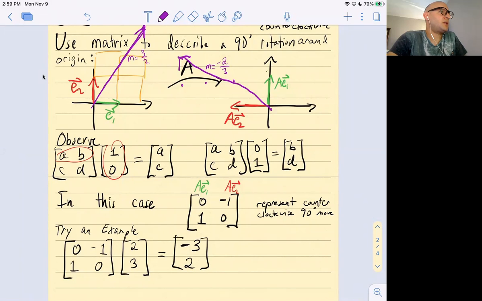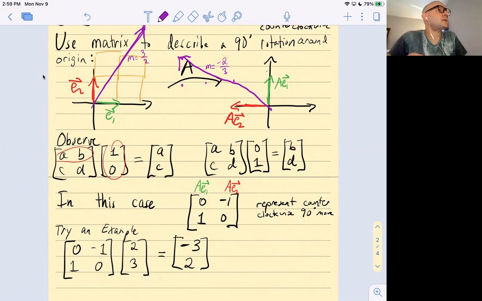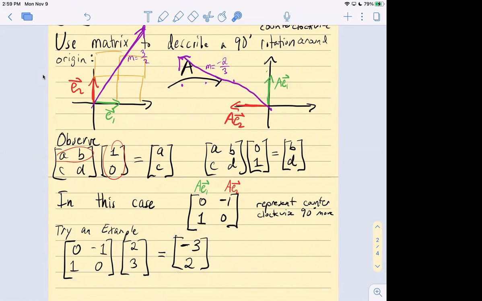Okay, let's do another one together, and then I'll ask you guys to do some on your own. Then the -3, 2 is the answer for what would be? Yes. The -3, 2 is the answer when you multiply this matrix times 2, 3, you get -3, 2. And is it always going to be 0, -1, 1, 0, or?